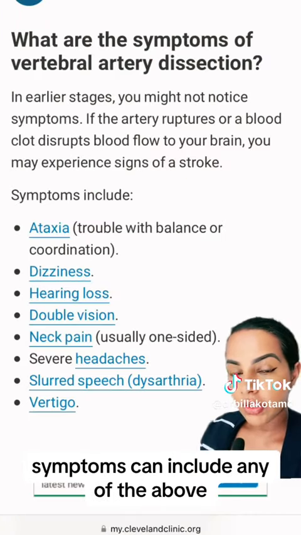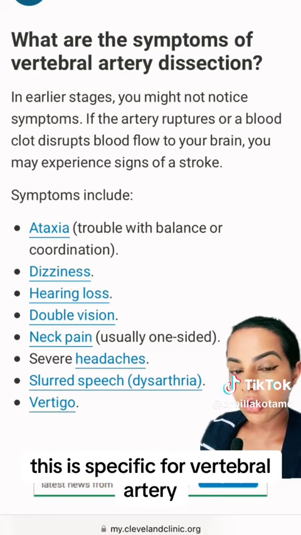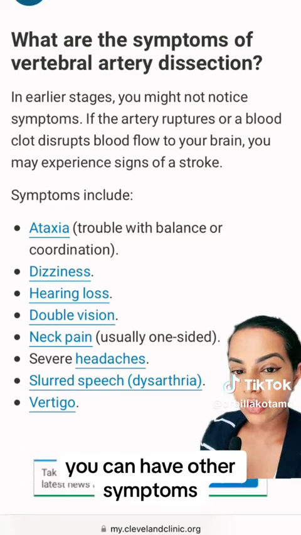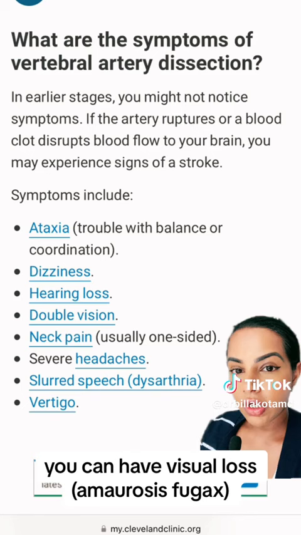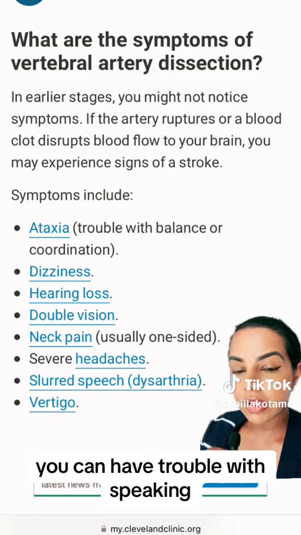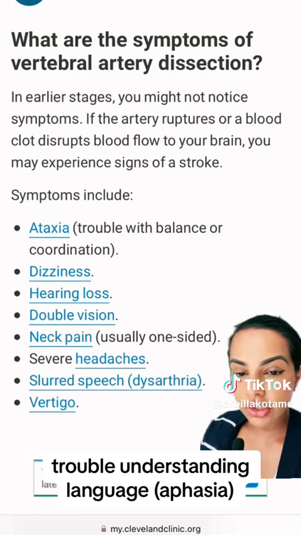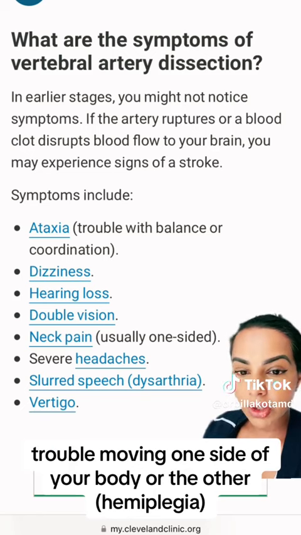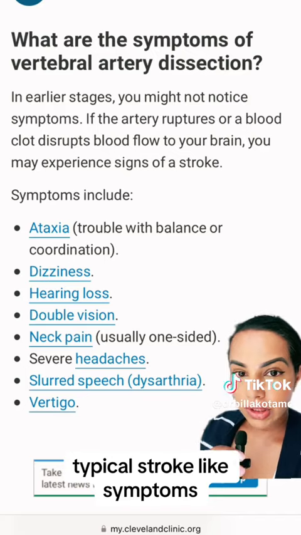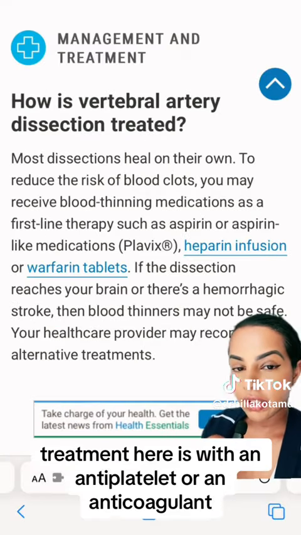Symptoms can include any of the above. This is specific for vertebral artery. For carotid arteries, you can have other symptoms. You can have visual loss. You can have trouble with speaking, trouble understanding language, trouble moving one side of your body or the other. Typical stroke-like symptoms. Treatment here is with an antiplatelet or an anticoagulant.